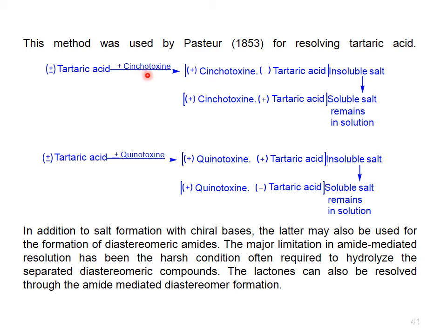Then we get plus cinchotoxine plus tartaric acid. This is the soluble salt that remains in solution, and the insoluble salt is clearly shown with precipitation. Then there is another compound, quinotoxine, besides cinchotoxine.